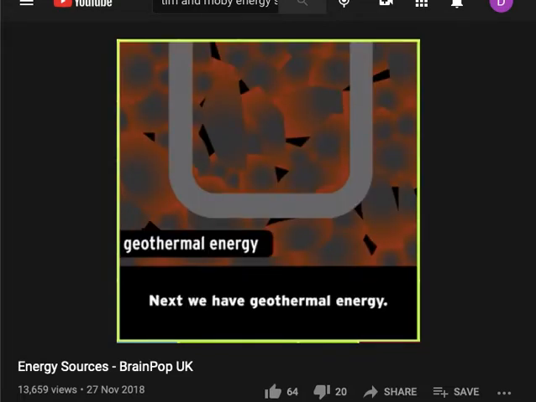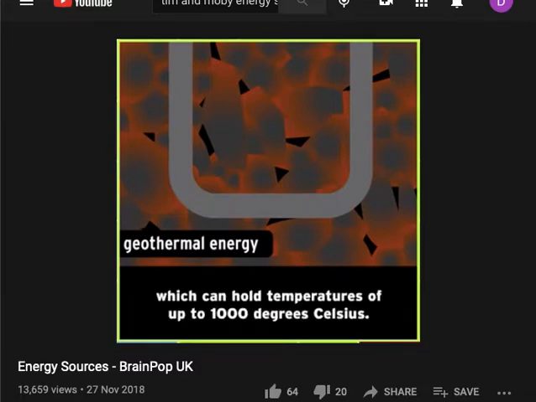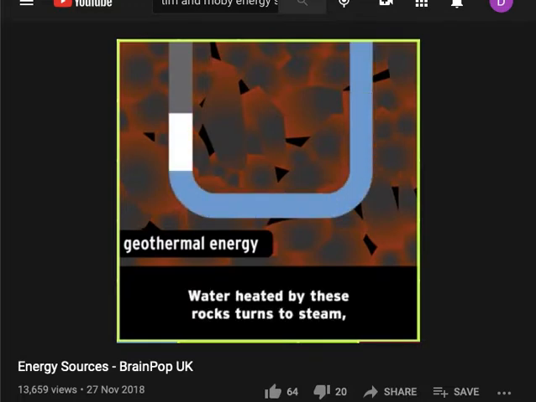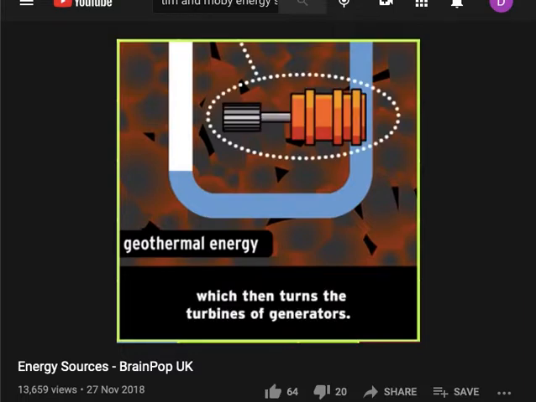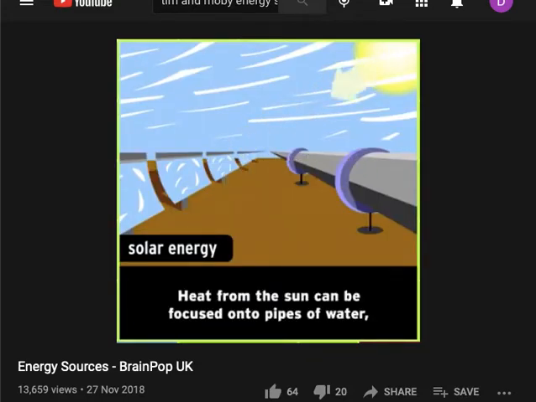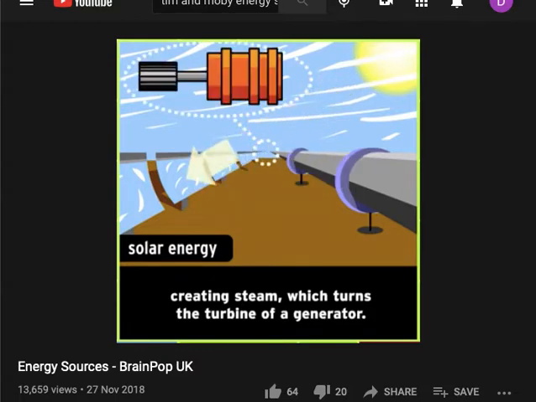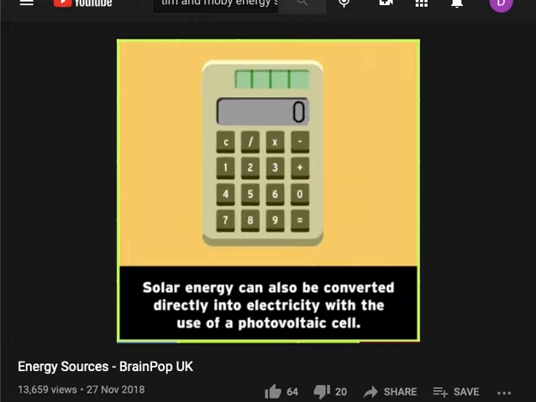Next, we have geothermal energy. Geothermal energy comes from hot rocks in the crust of the earth, which can hold temperatures of up to 1,000 degrees Celsius. Water heated by these rocks turns to steam, which then turns the turbines of generators. Solar energy comes from the sun. Heat from the sun can be focused onto pipes of water, creating steam, which turns the turbine of a generator. Solar energy can also be converted directly into electricity with the use of a photovoltaic cell.